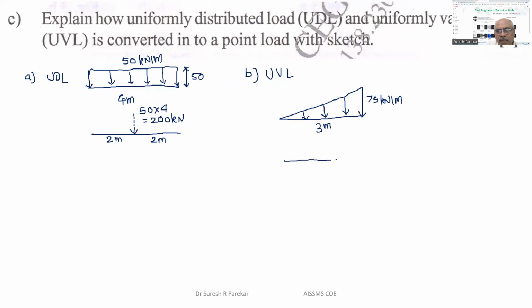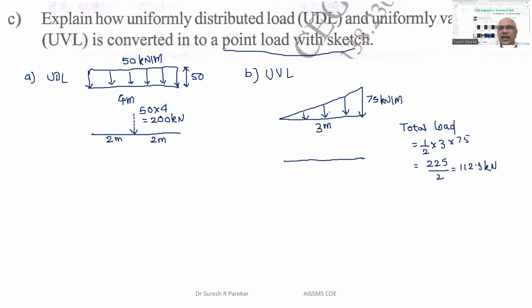Now we have to find the point load for this. So we have to find the total load. What will be the total load of this? 1/2 base into height. So the total load, which is considered as point load, equals the area of the load diagram, 1/2 into 3 into 75, 1/2 base into height. And then we will get 225 upon 2, which will be 112.5 kilonewtons.